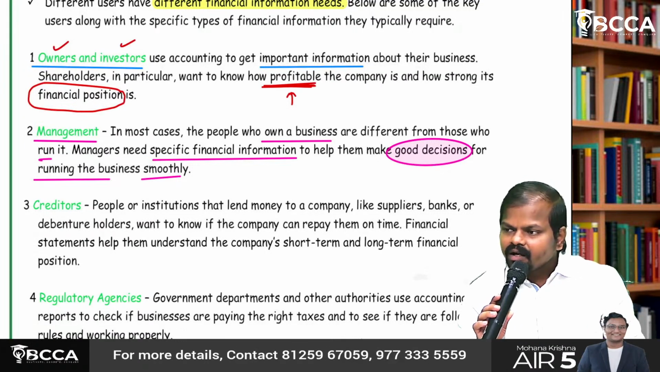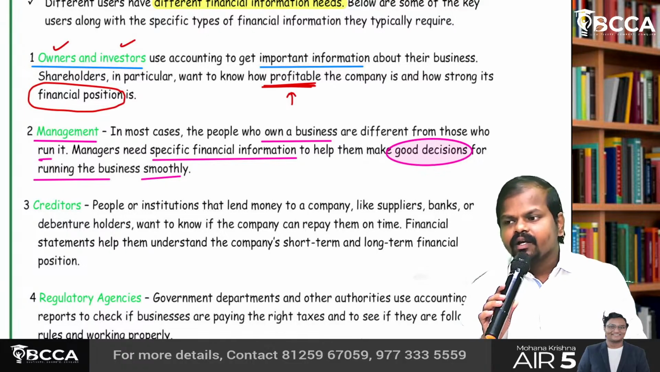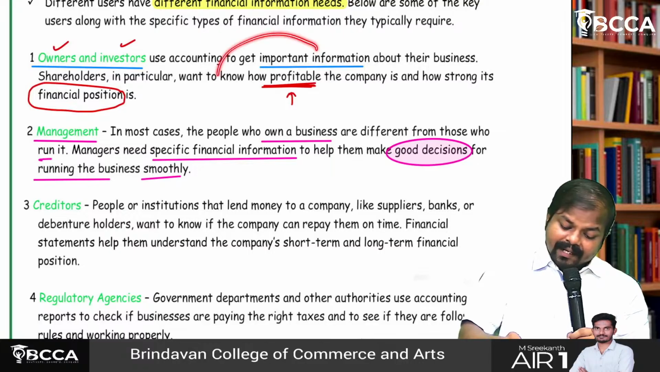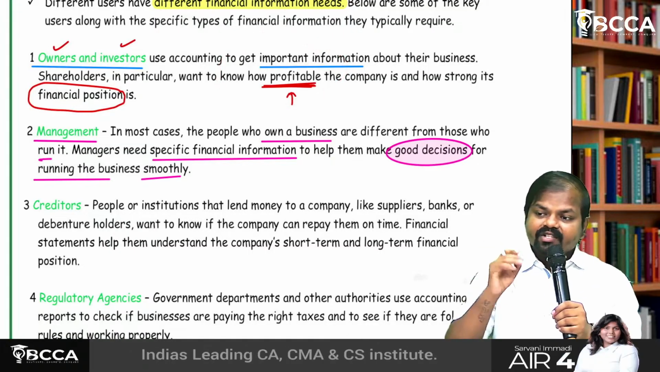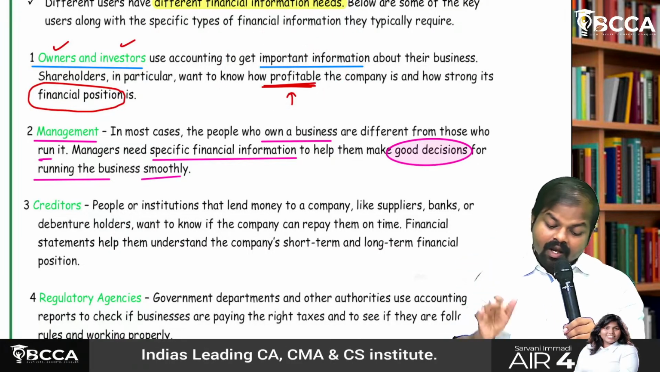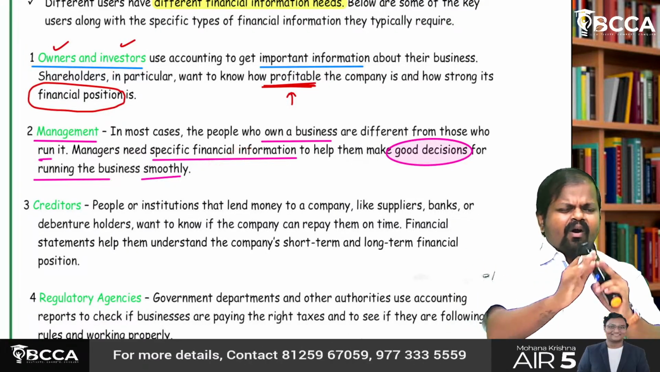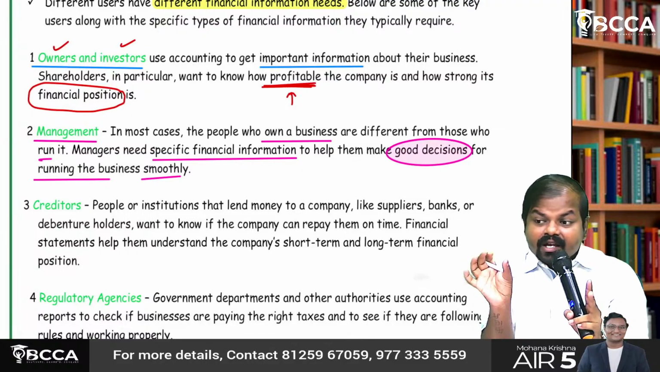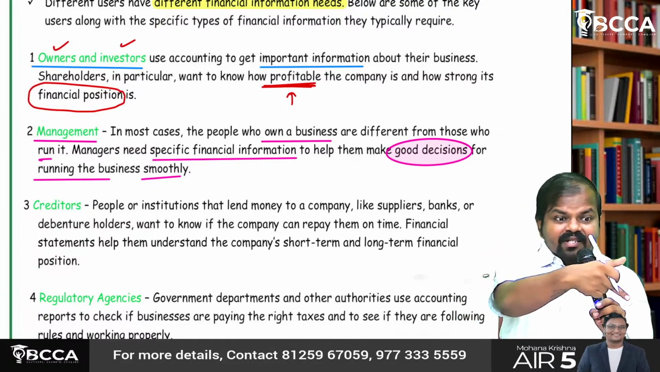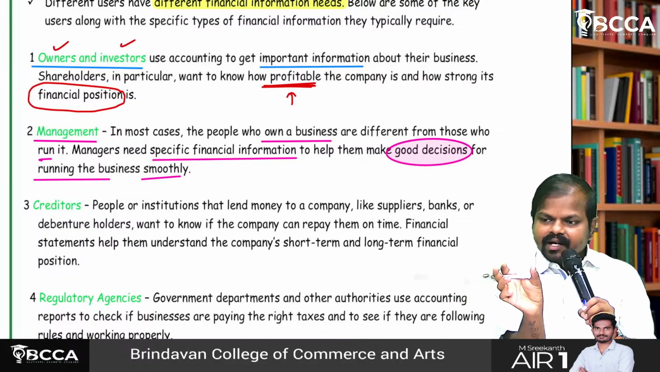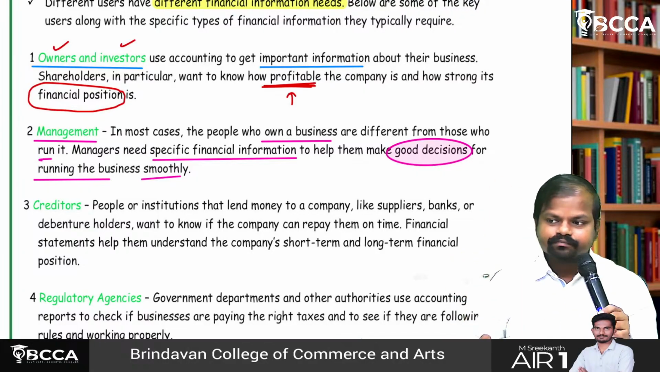Till now clear? Excellent. Now tell me, the first expectation, whose? Owner and investor: profitability, position. What is the expectation of the management? Specific financial information, not all financial information, specific. In the previous example, I don't want the entire balance sheet. I want only current assets and current liabilities, enough to make a good decision.